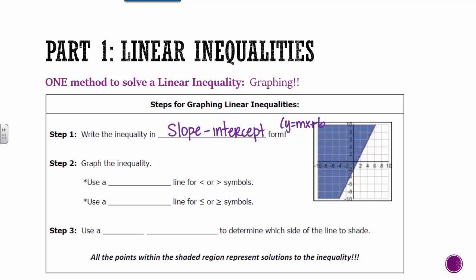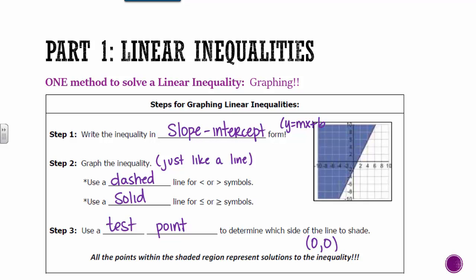Graph the inequality just like you would graph a line. Remember, we used a dashed line if it's only less than or greater than. And we use a solid line if it's less than or equal to or greater than or equal to. And then we can use a test point to double check that we shaded in the correct thing. I love to use 0, 0 because it is very, very easy to plug in.